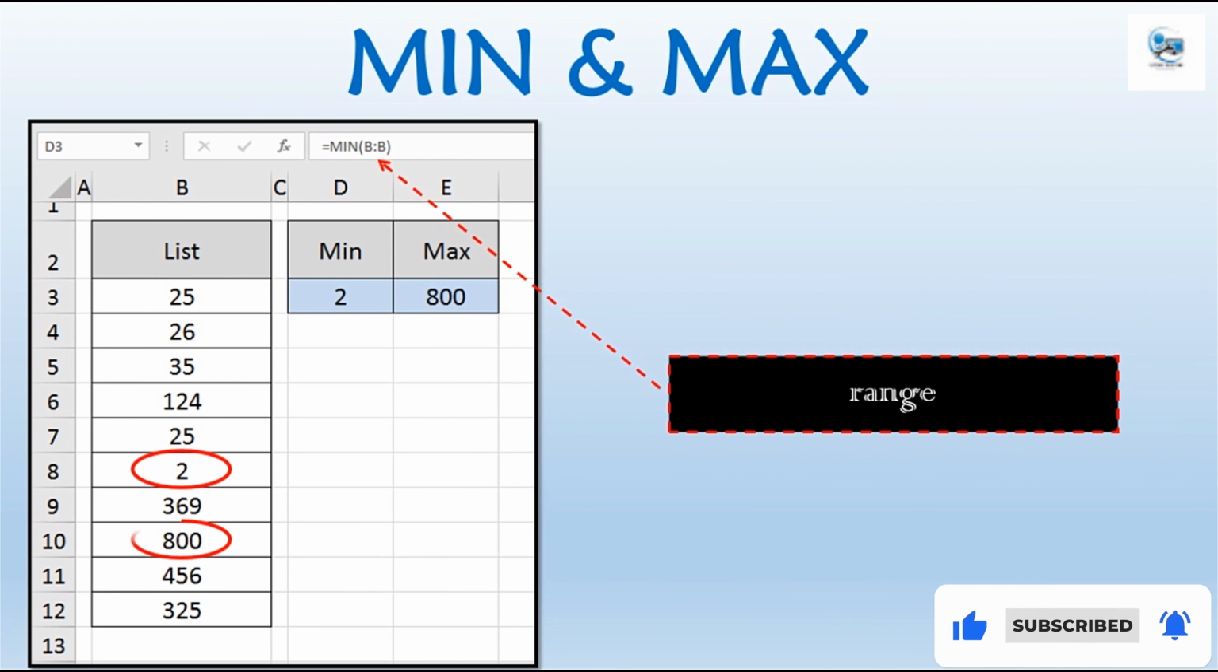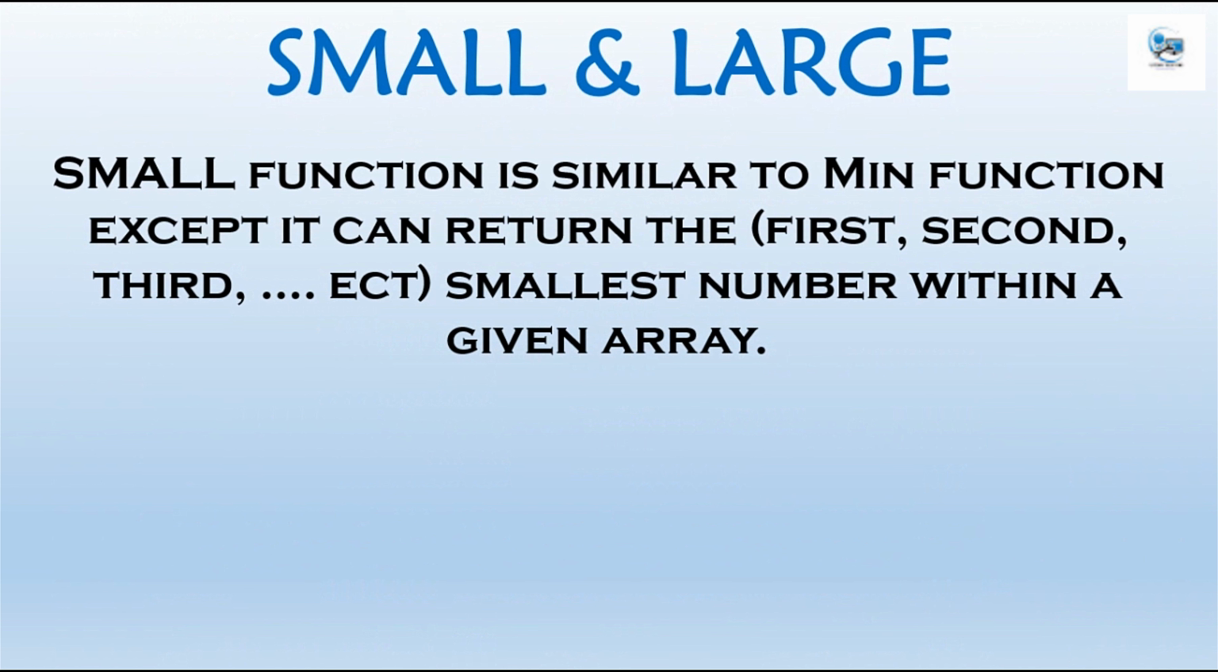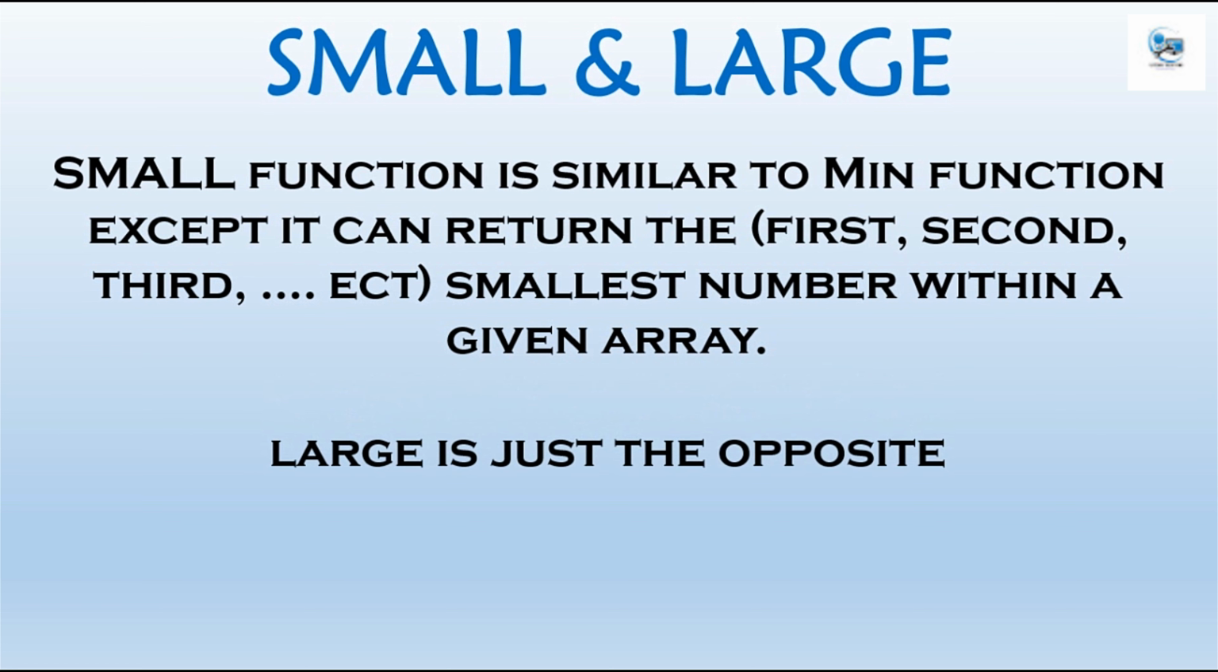Small and large functions. Small function is similar to minimum function, except it can return the first or second or third smallest number within a given array. Large function is just the opposite. Syntax: equal, small, and between two parentheses, we give 2 arguments. The first argument is the range of numbers, second argument is the rank.